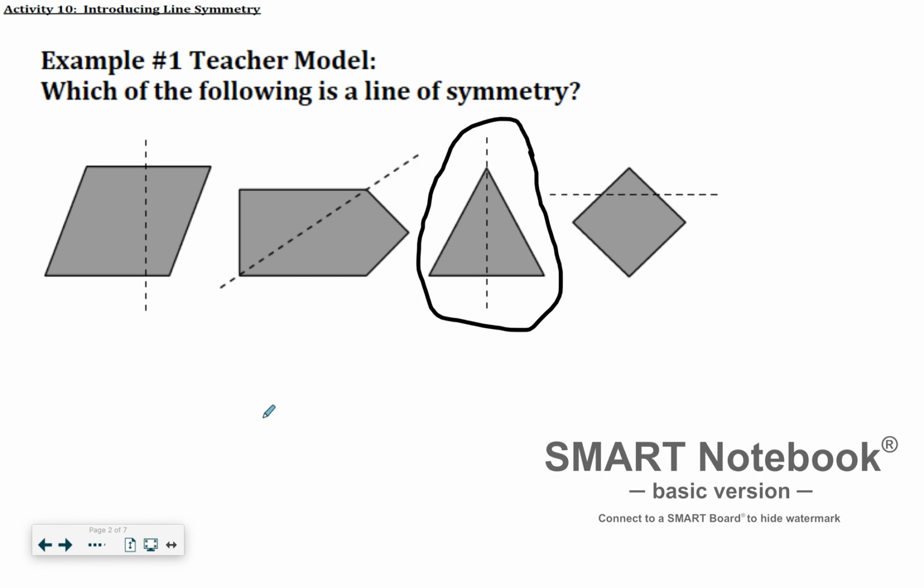If you look at the other three options, they can't be lines of symmetry because if you fold on the dotted line, they do not match up. Both halves are not equal. Let's try another.